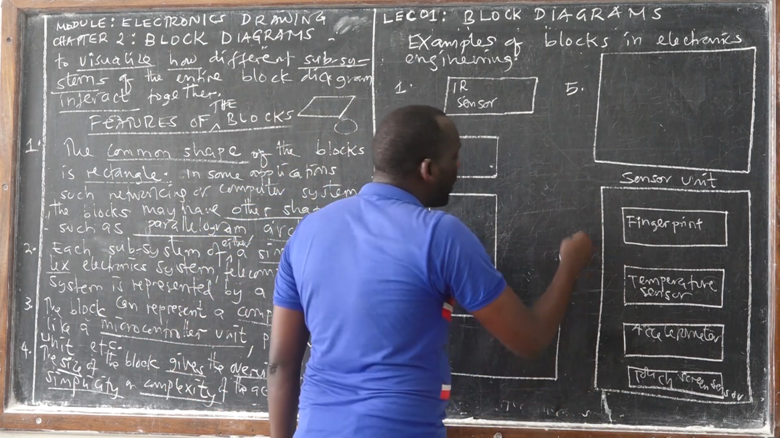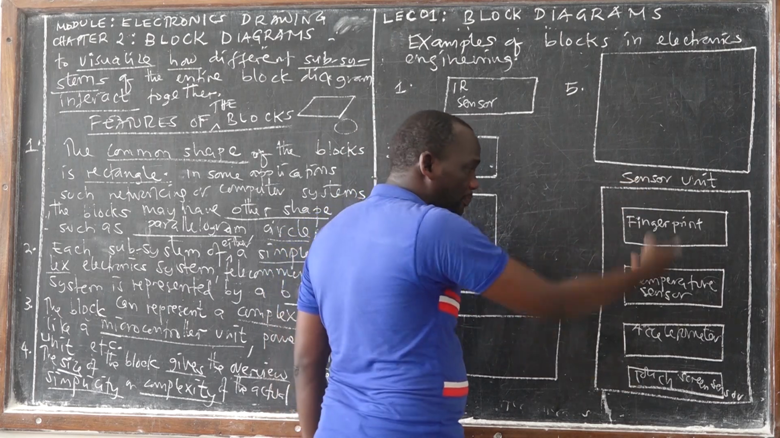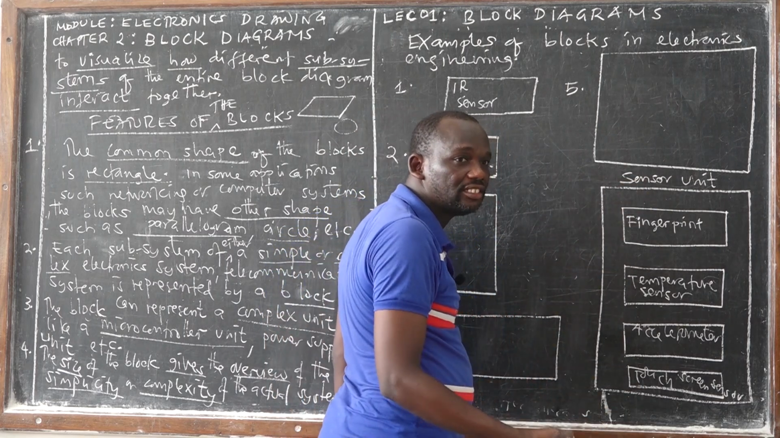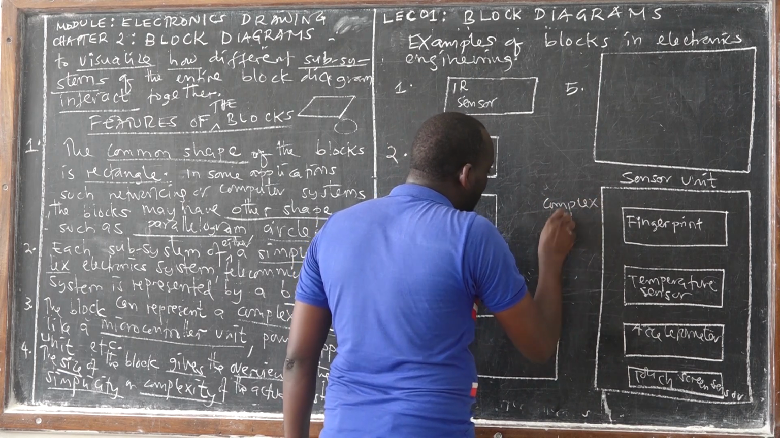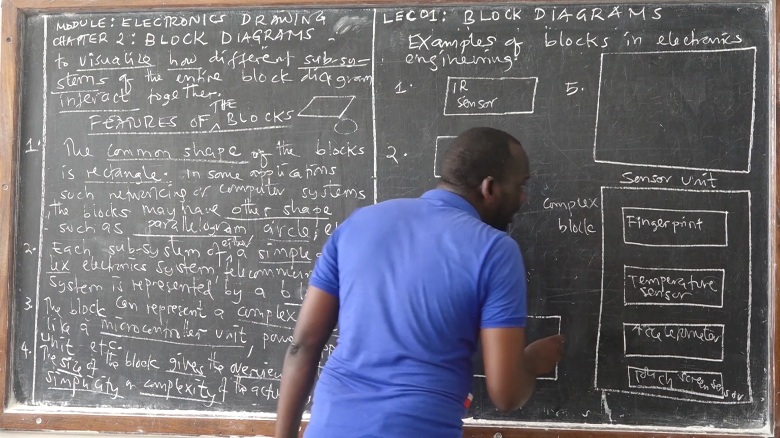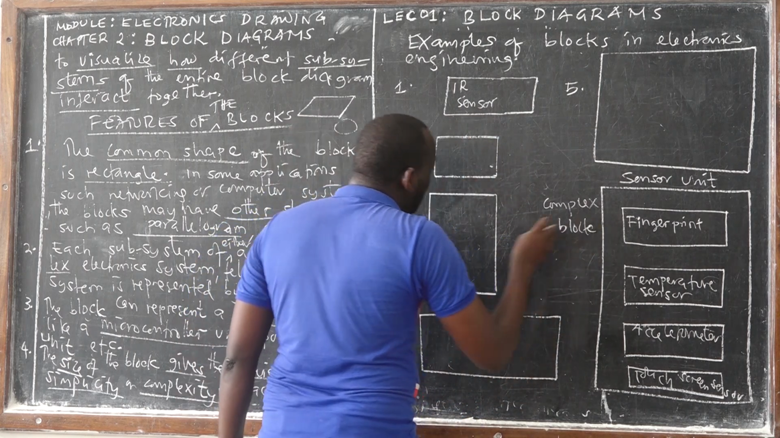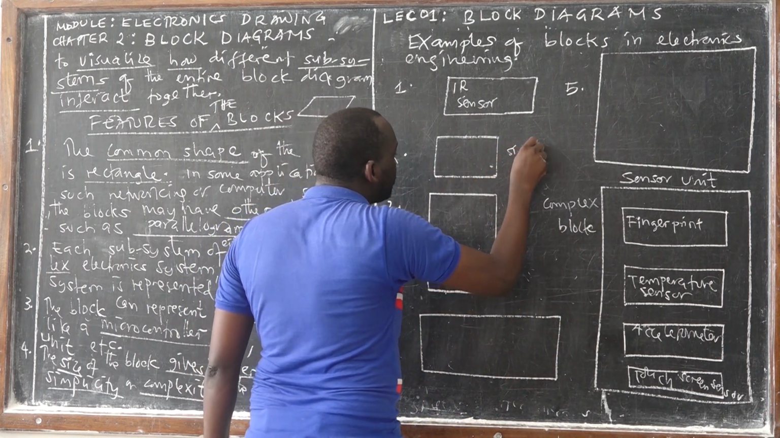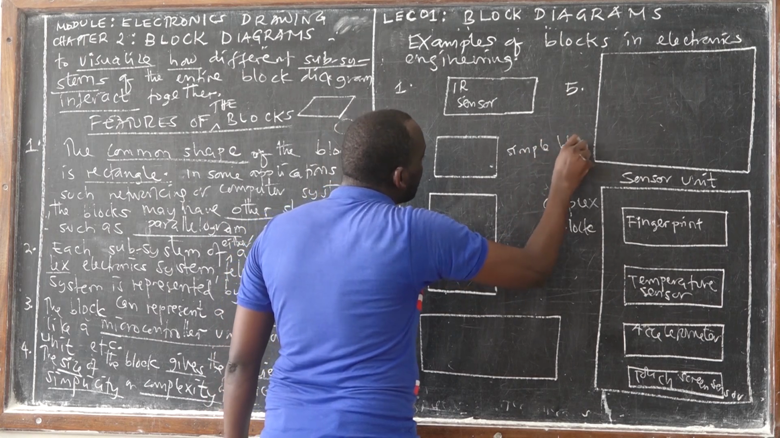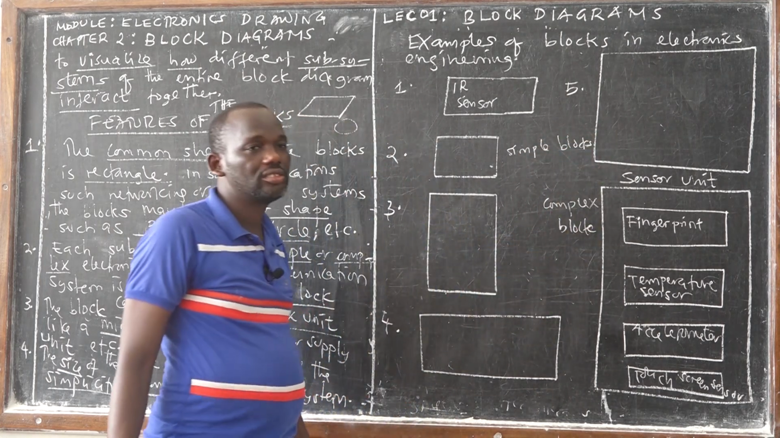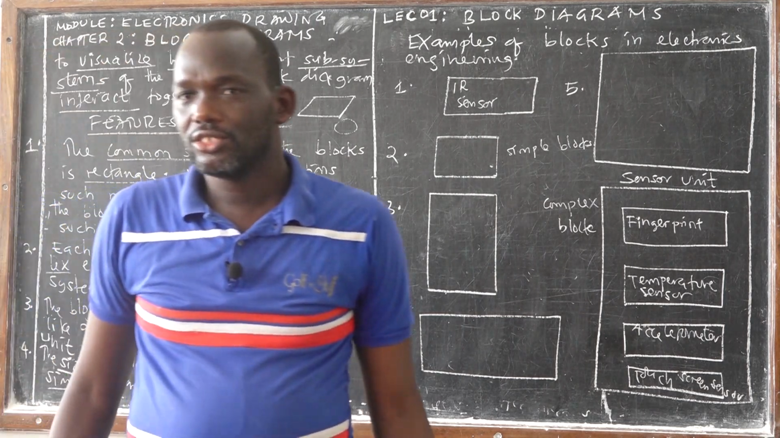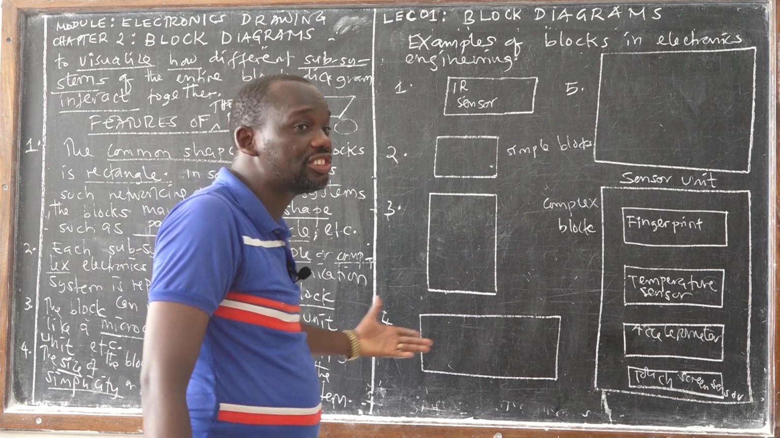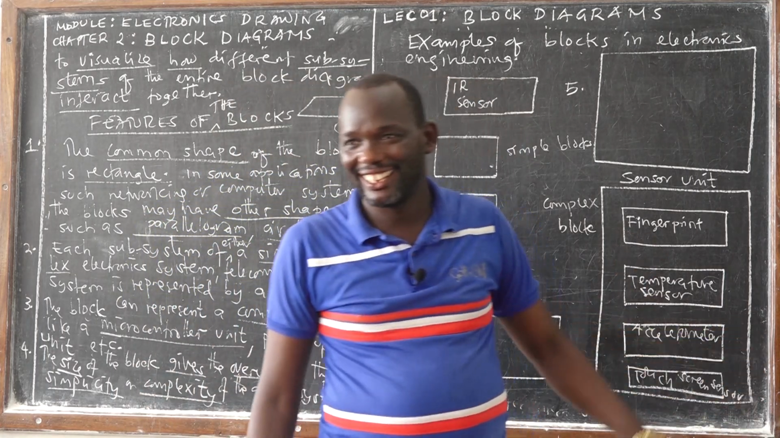So this is just an example for you to understand. This is called the complex block, and this is what are simple blocks. Say simple blocks. So when we discuss lines with arrows, then we'll add something there.